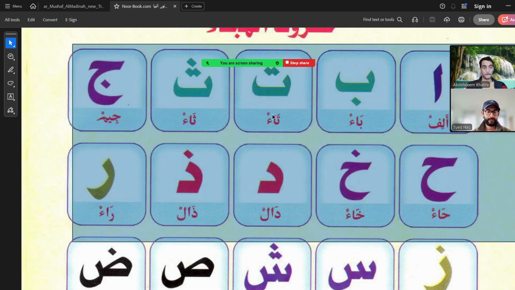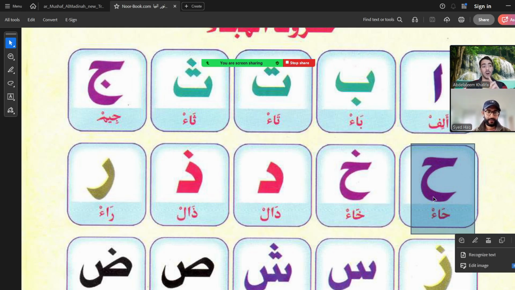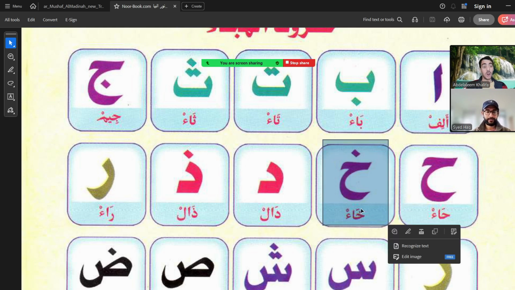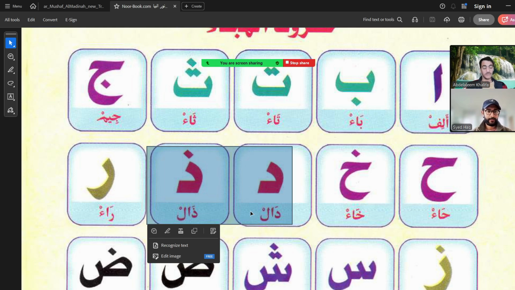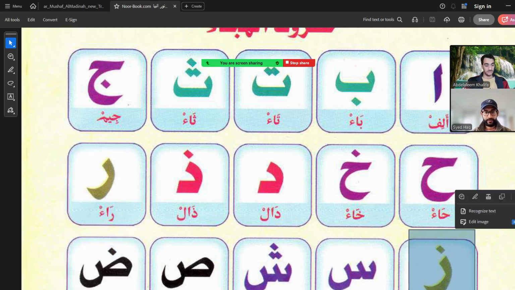Alif, ba, ta, tha, jim, ha, not ha. Yes, the light one, and then the heavy one. Perfect. Dal. Thou, your tongue out. Raw. And what was that one?